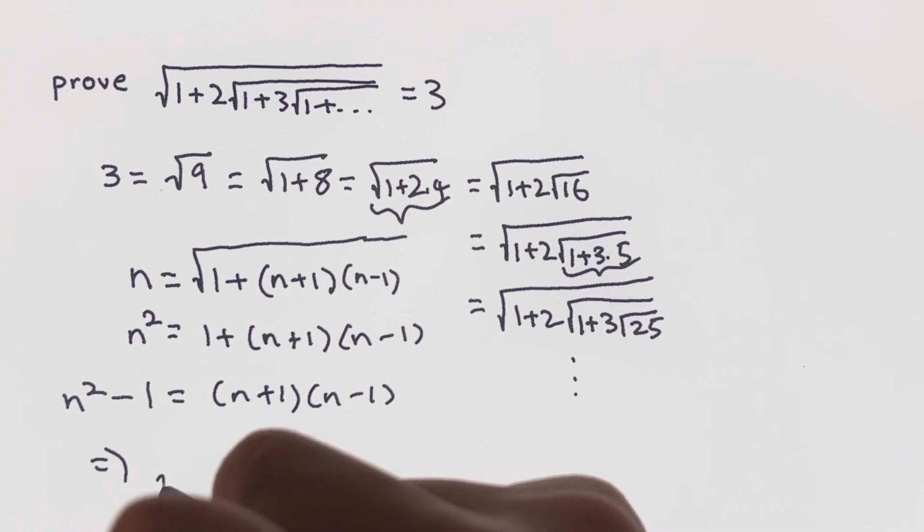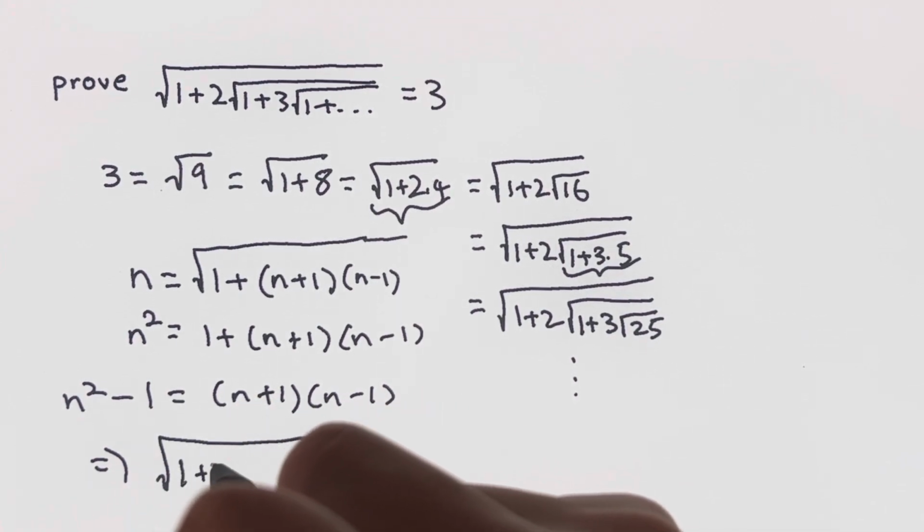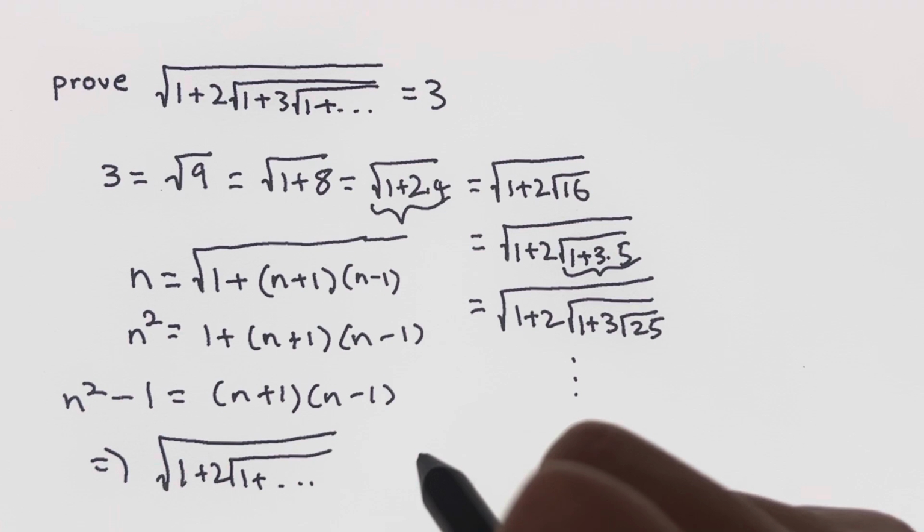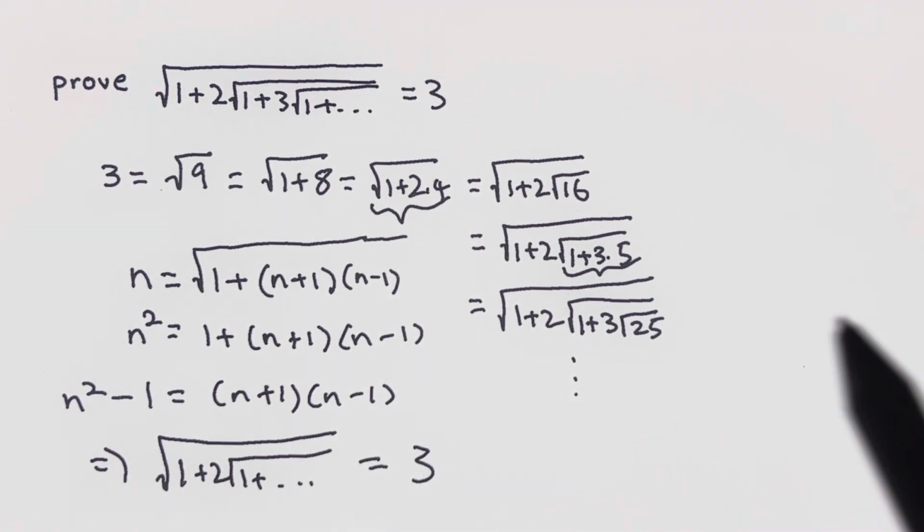So we have, finally, the proof is complete. 1 plus 2 times 1 plus dot dot dot equals 3. So that is how you prove this.